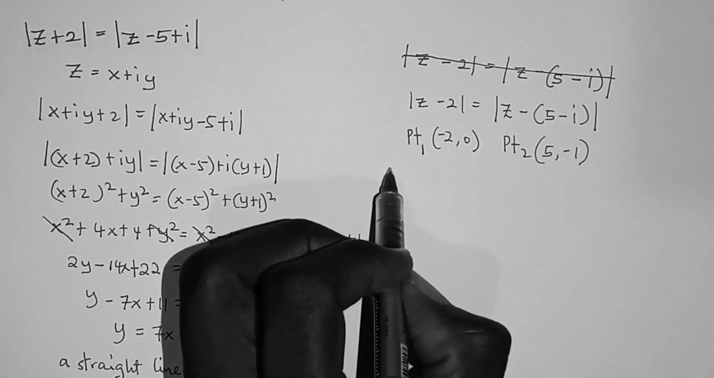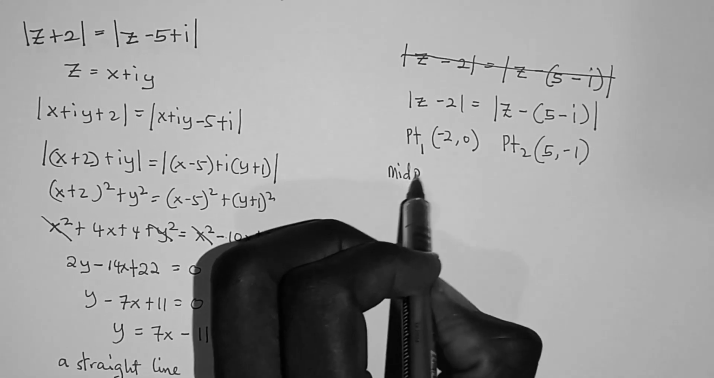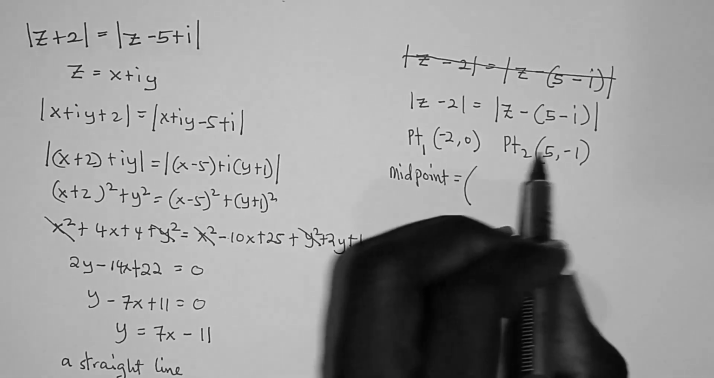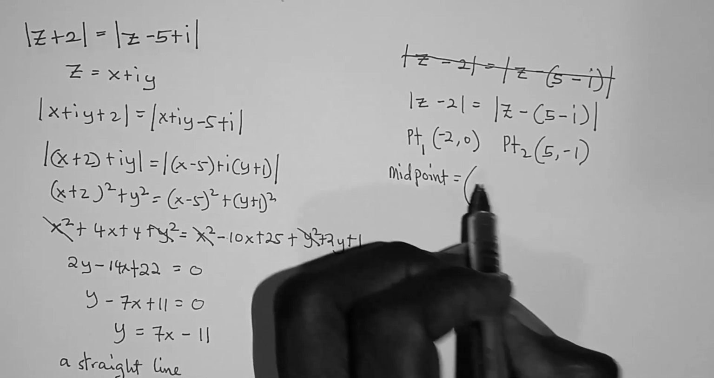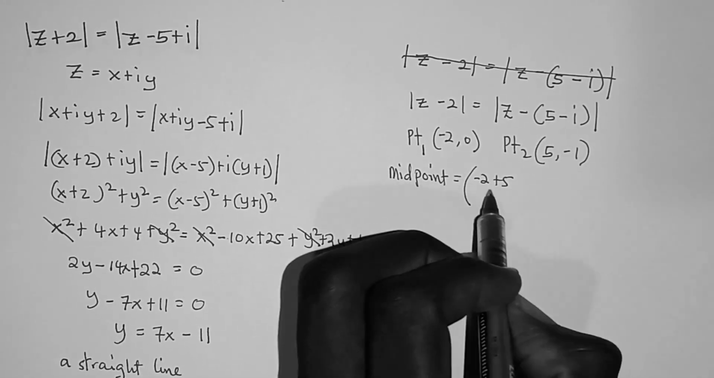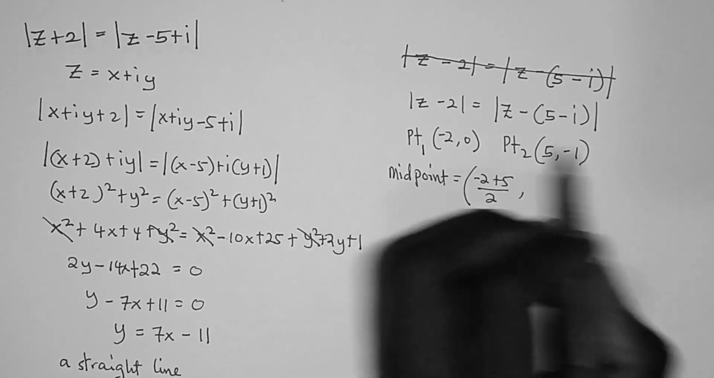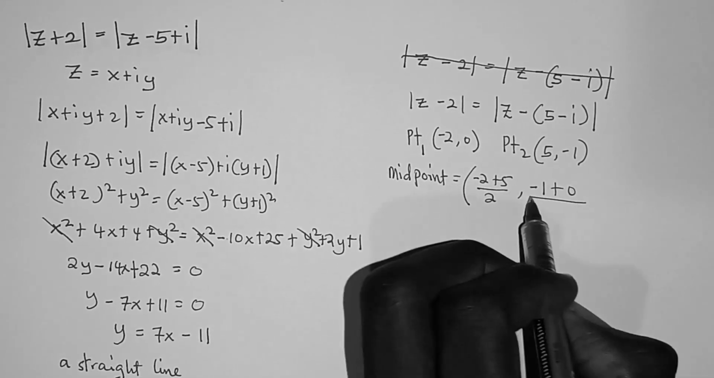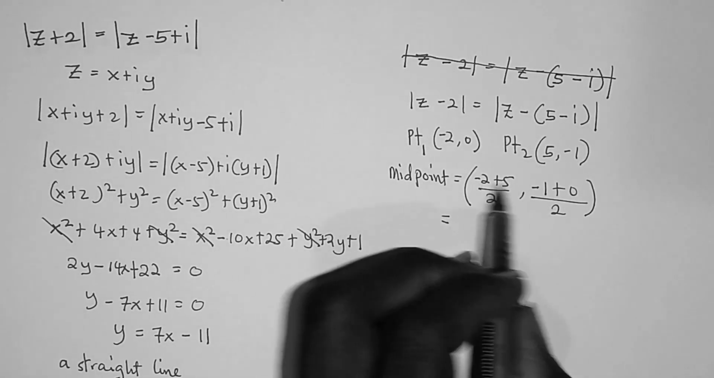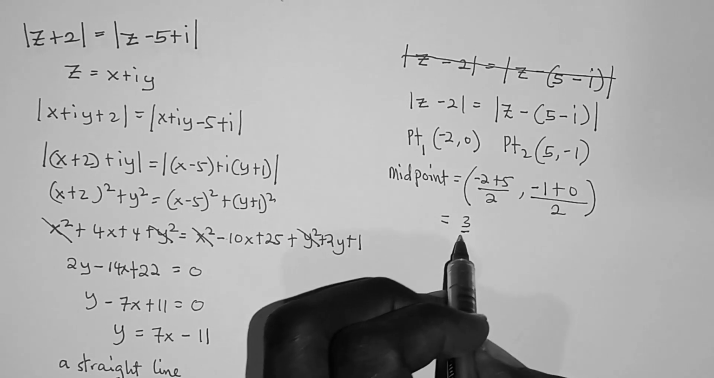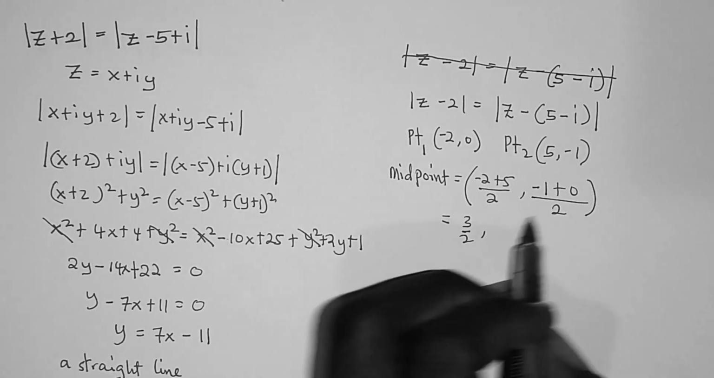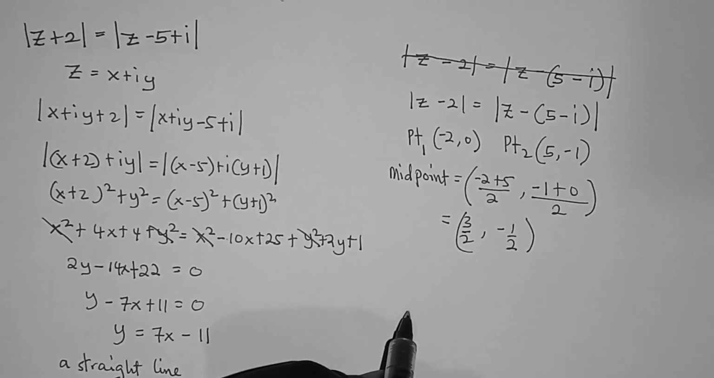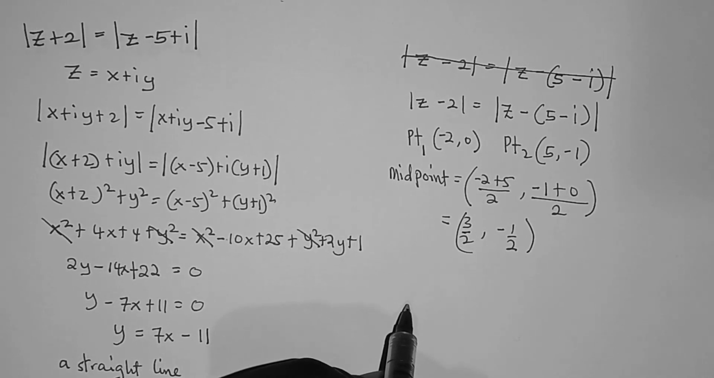So what we will do is that we'll find the midpoint of point 1 and point 2. And that is equal to, you sum the x values and then you divide by 2. So that is minus 2 plus 5 divided by 2. Then the y-aspect is minus 1 plus 0 divided by 2. So minus 2 plus 5 is 3 divided by 2. And then minus 1 plus 0 is minus 1 divided by 2 is minus 1 over 2. So the midpoint is 3 over 2 and minus 1 over 2.